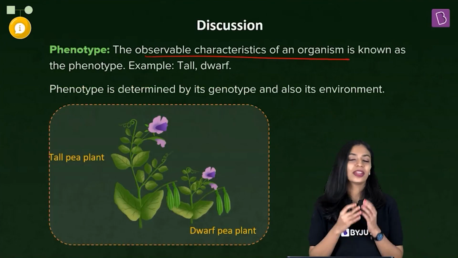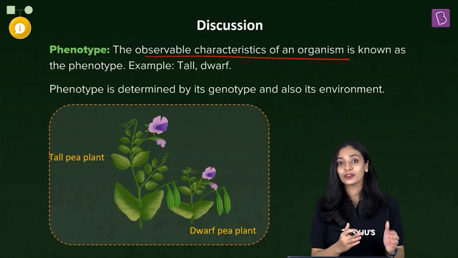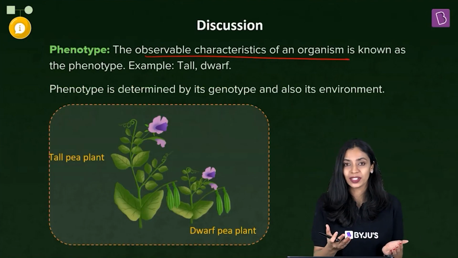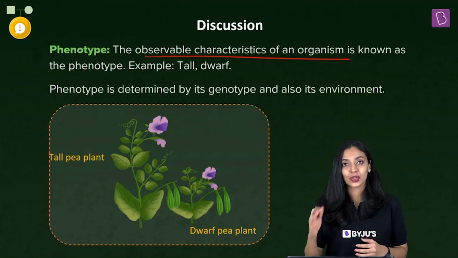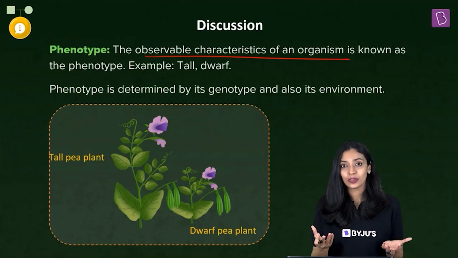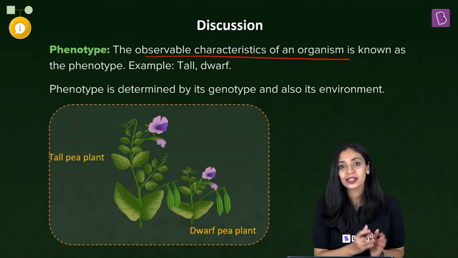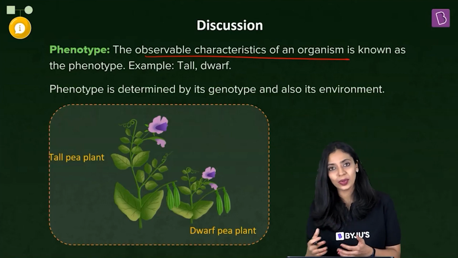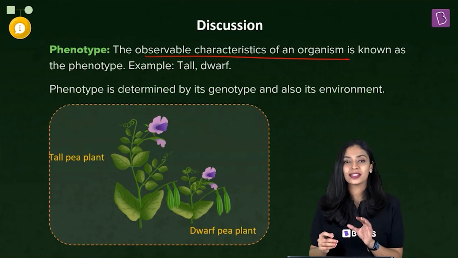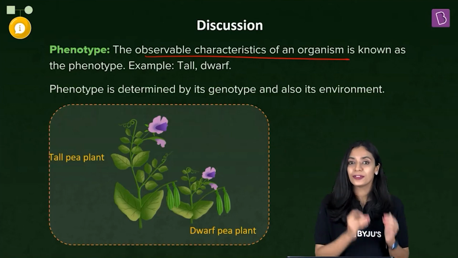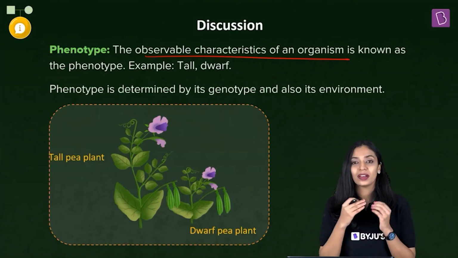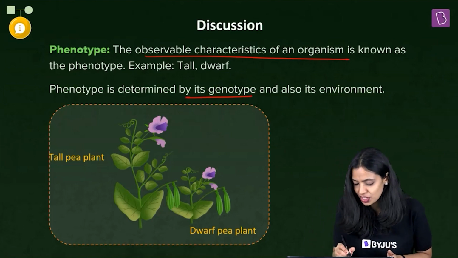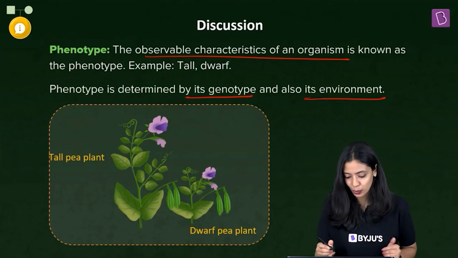For example, when you consider pea plants, the height of the pea plant is something that is easily observable, right? When you look at the pea plant, you can say whether it is tall or dwarf. When you look at the color of the flowers, you can say whether it is violet or white. So these easily observable characters in an organism are what is referred to as the phenotype. Now, what determines the phenotype? The phenotype of an organism is determined by its genotype and also by its environment.